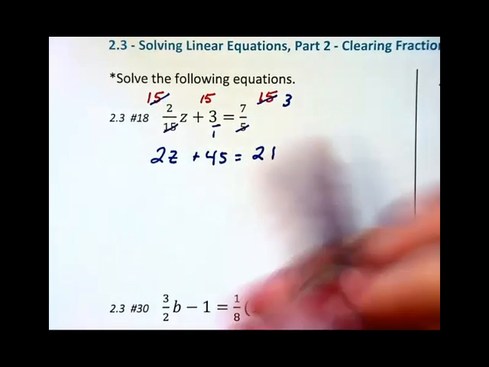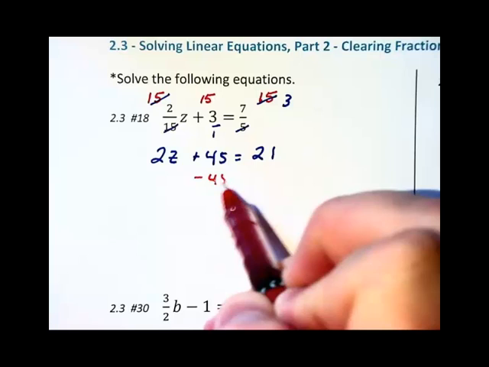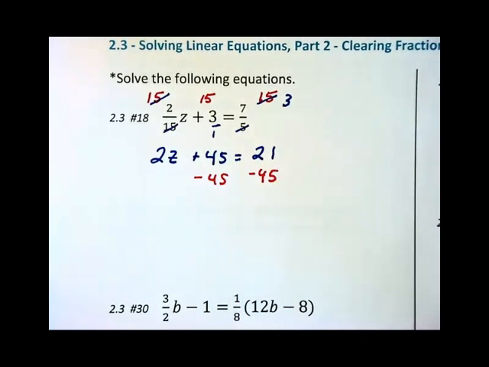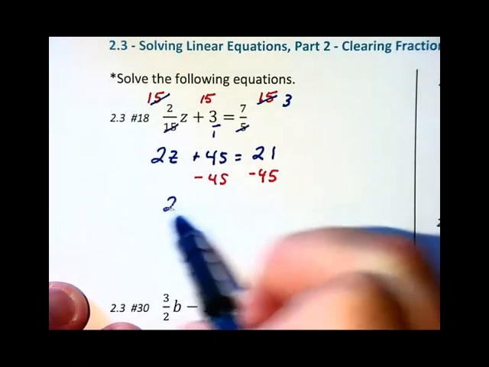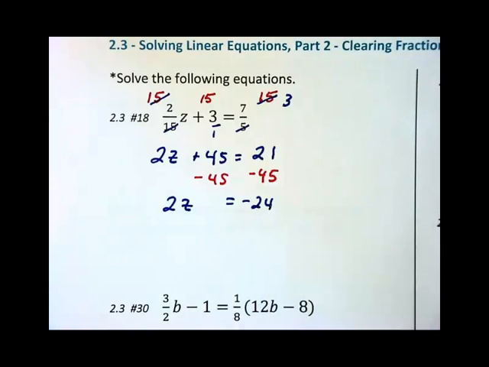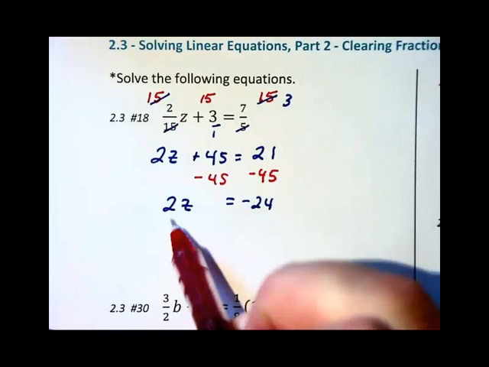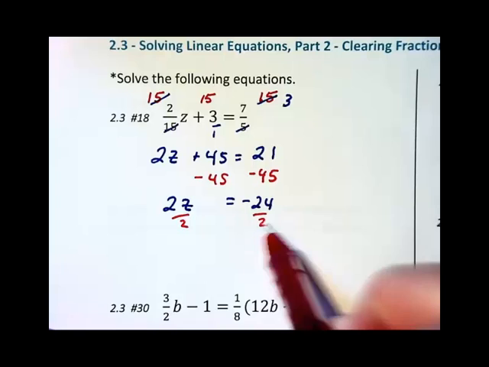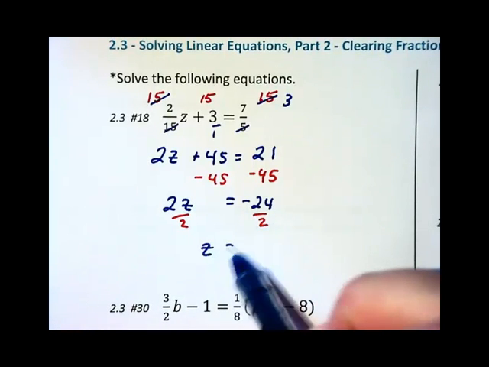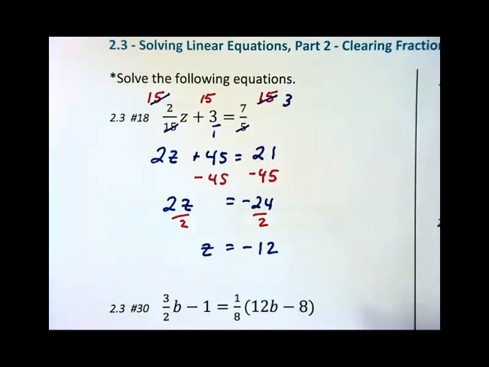Now we're going to subtract the 45 on each side of the equation to get the 2z by itself. That gives us 2z now will equal negative 24. And to get the z by itself, we will finally divide by 2 on each side. And this will give us a solution of z equals negative 12.